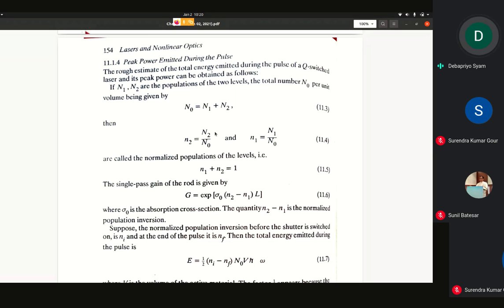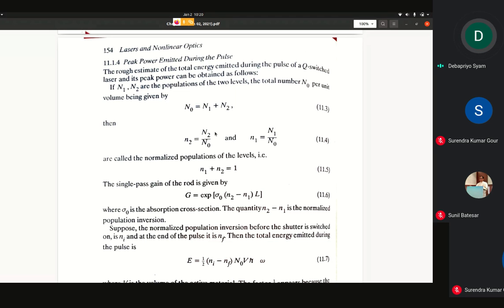So many transitions have taken place per unit volume. So if the volume of the lasing medium is capital V, you multiply that by V, that is the total number of transitions within the lasing medium, and then in each transition a photon of energy h cut omega is produced. The total energy delivered is equal to half (Ni minus Nf) times N0 V h cut omega.